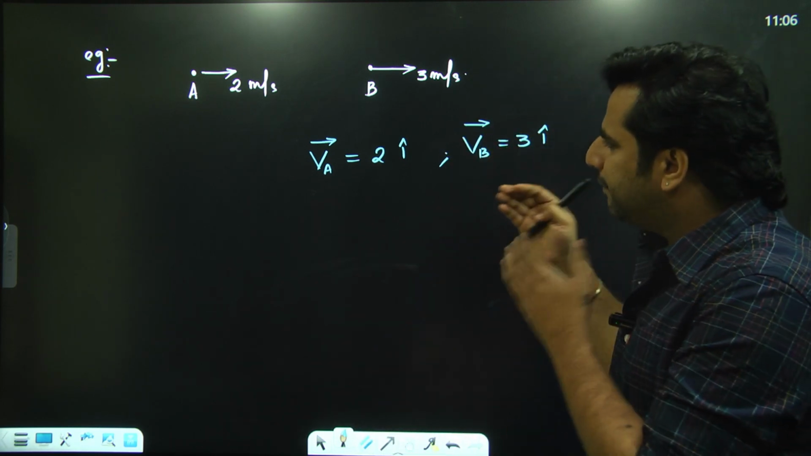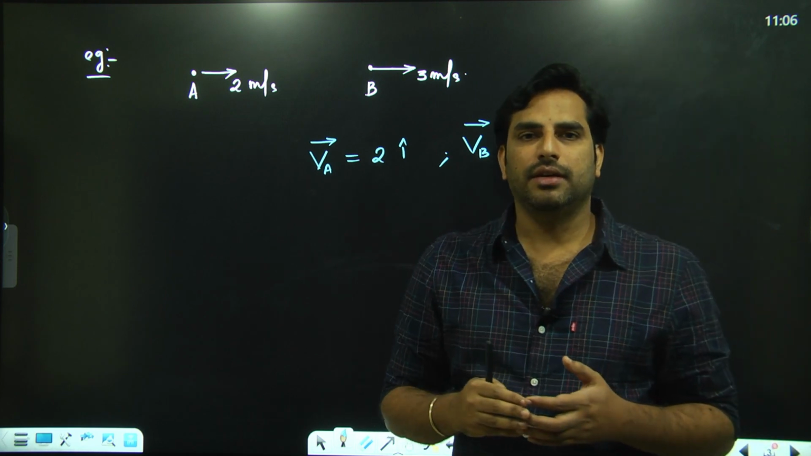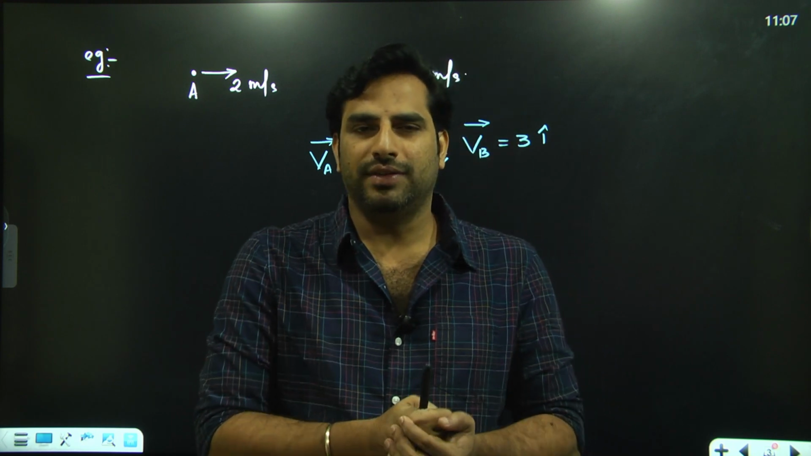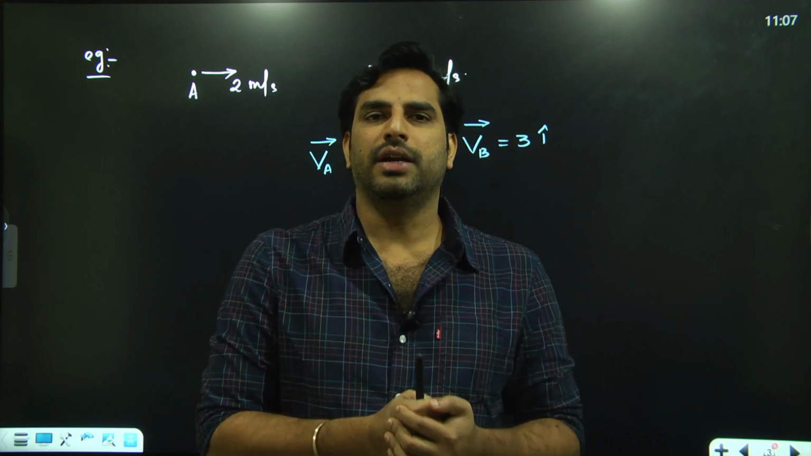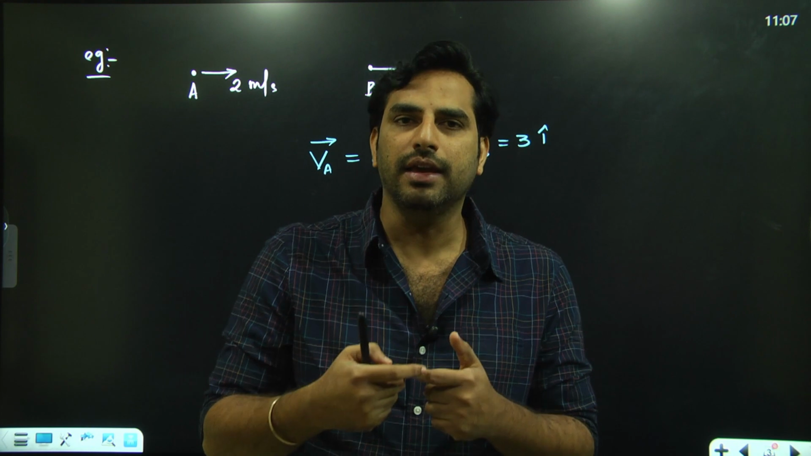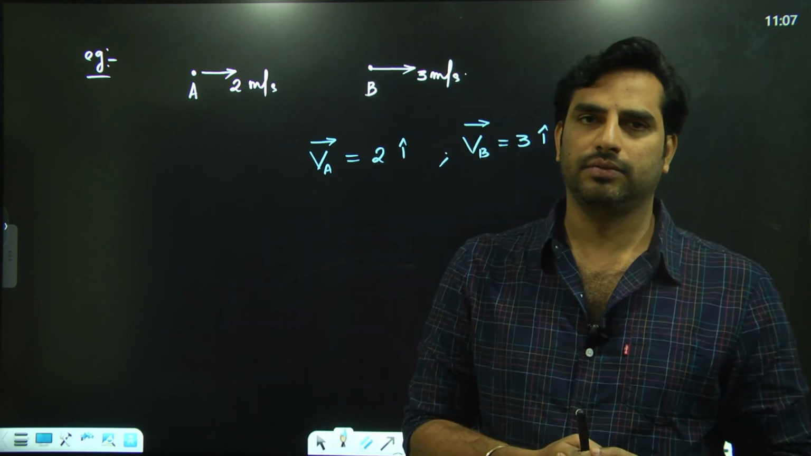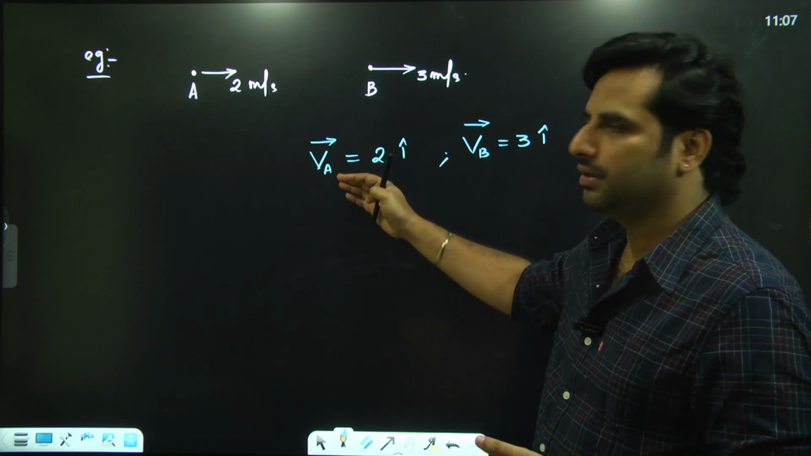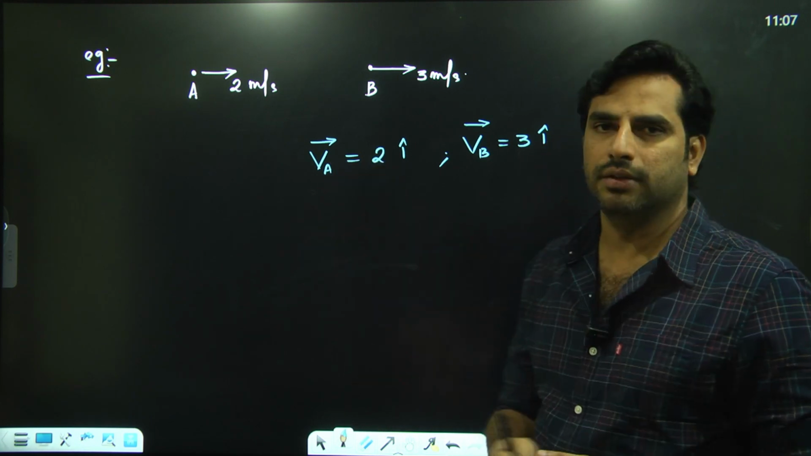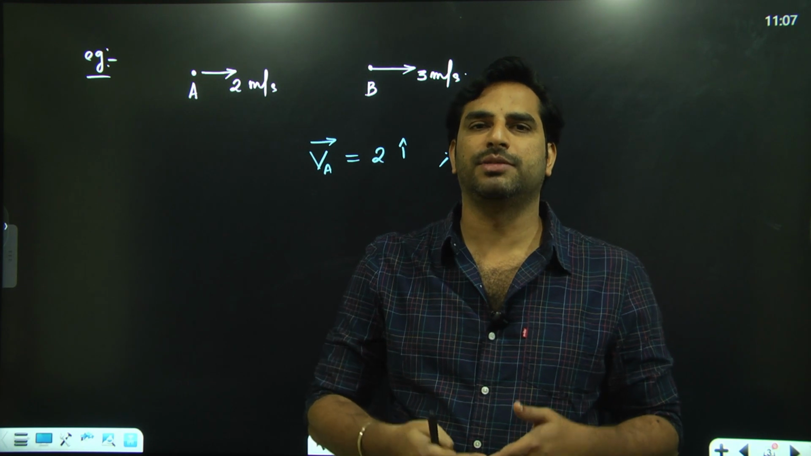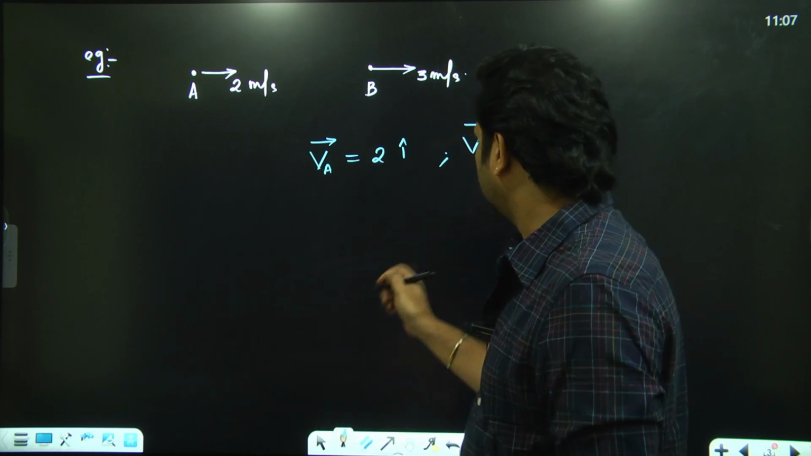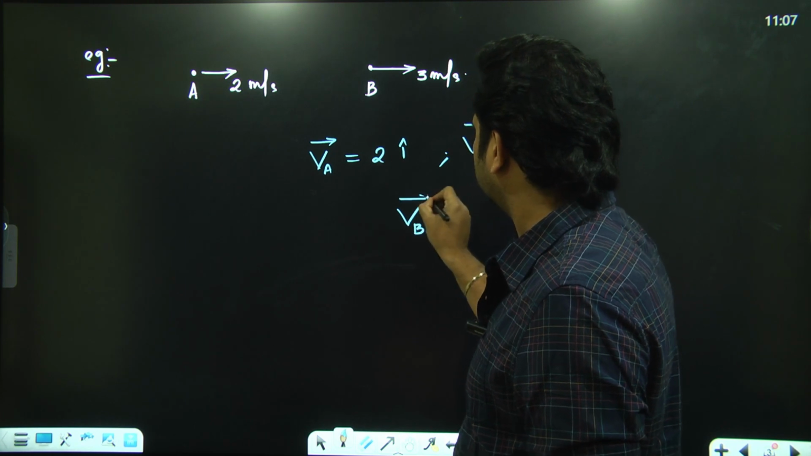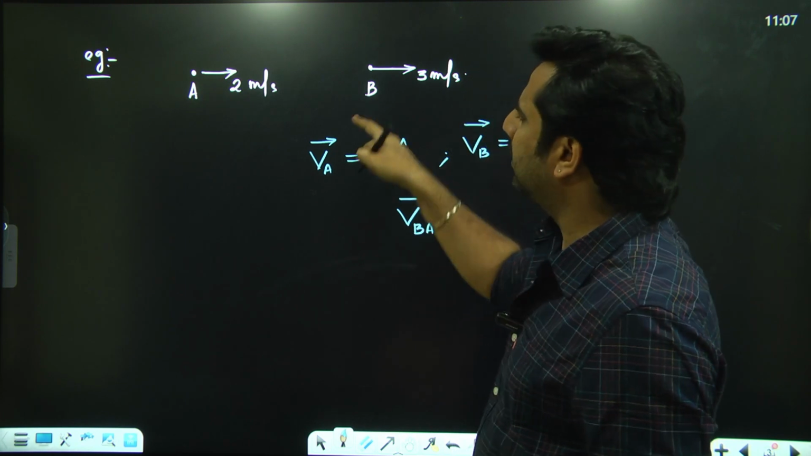Now when I say simply VA, it doesn't mean it is the absolute velocity of the person A. When I say VA, it is velocity of the particle A with respect to ground. So we don't have to always mention ground. When the reference point is not mentioned, we have to understand that it is with respect to ground. Now what is velocity of B as seen by A? Before doing this, let us practically observe.